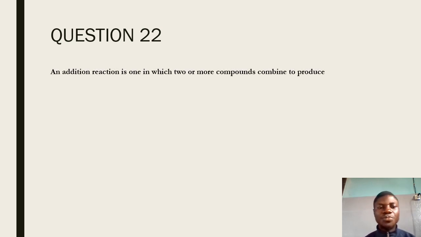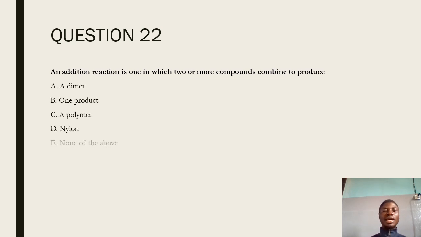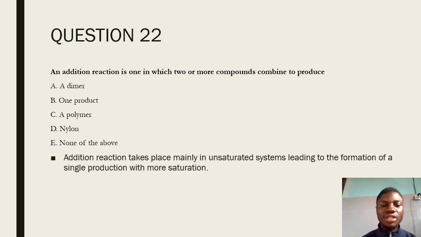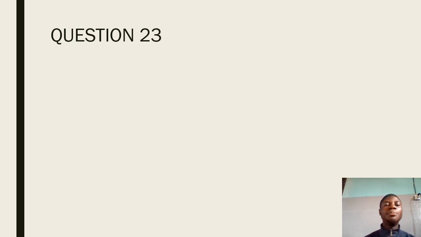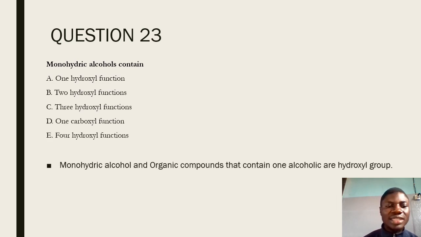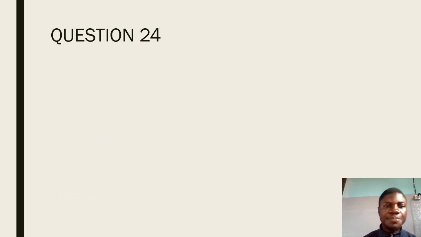Question 22. An addition reaction is one in which two or more compounds combine to produce. The best answer here, an addition reaction takes place mainly in unsaturated systems, leading to the formation of a single product with more saturation. And in this case, the answer is going to be B. Question 23 says, monohydric alcohols are simply alcohols that contain one hydroxyl group. It therefore implies that the answer is going to be A.